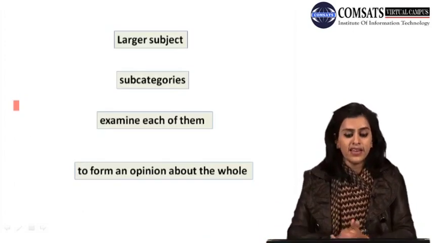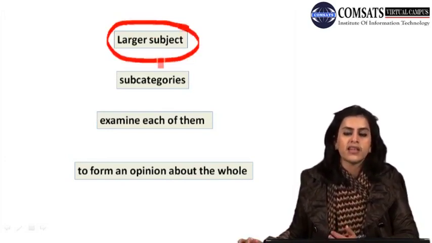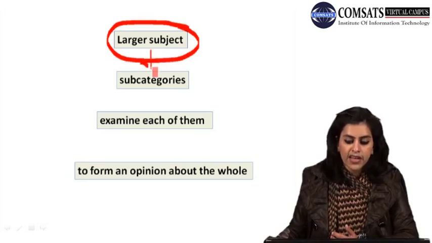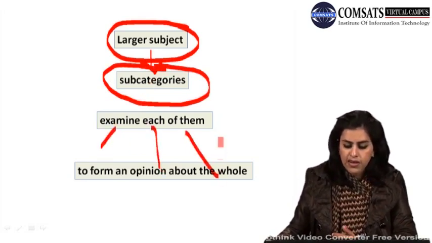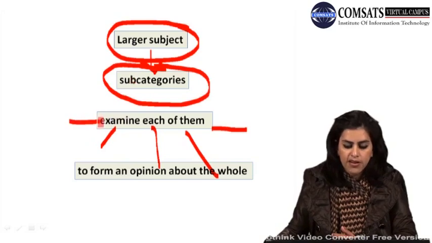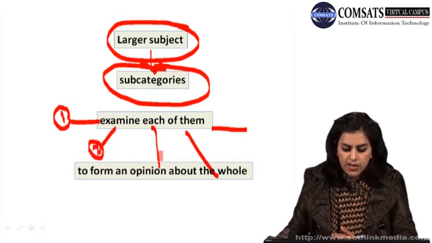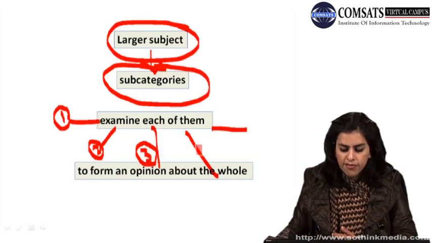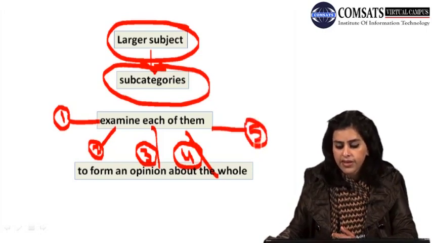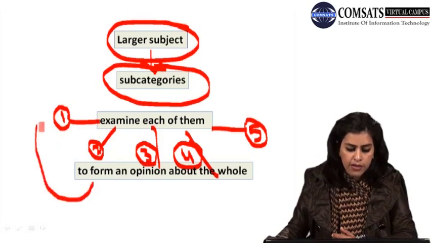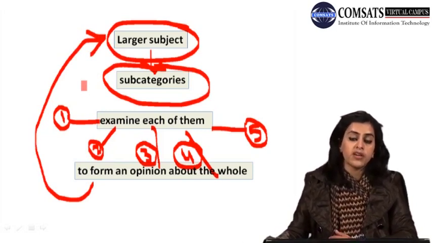And to see that clearly, let's see how the larger subjects that you have selected are divided into subcategories, and these subcategories are examined differently into different parts like this. So these subcategories are different, and this is your category number 1, this is your category number 2, this is your category number 3, 4 and 5. So this is how each category is examined in different ways, so as to relate all of them to form your opinion as a whole that is related to the larger subject which you have picked for the analysis.